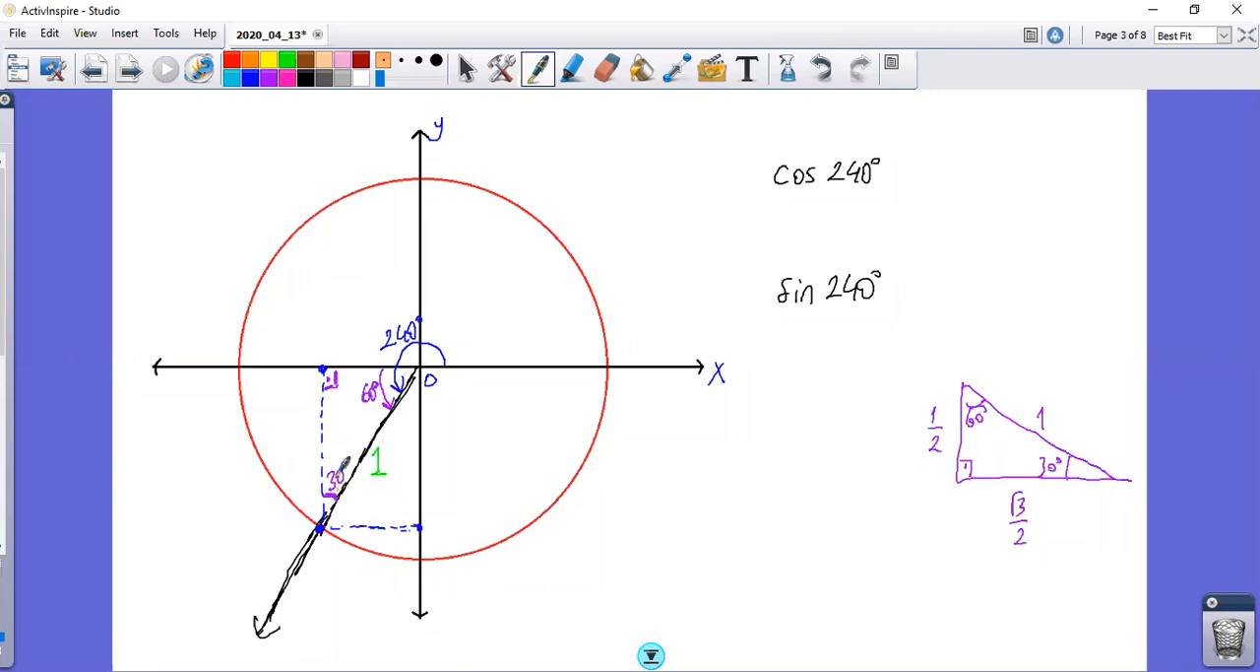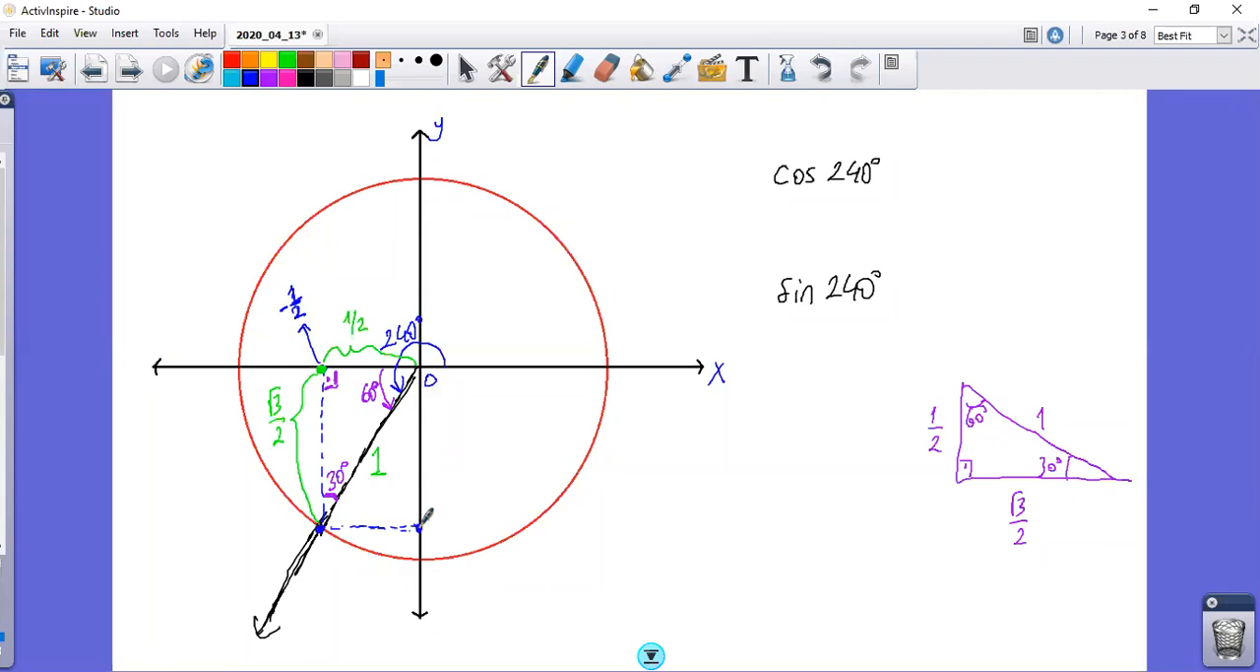Okay, so the side opposite to 30 is 1 over 2. So this length is 1 over 2. And this length is root 3 over 2. And be careful: if this length is 1 over 2 units, then the coordinate of this point is going to be negative 1 over 2, right? Negative 1 over 2.